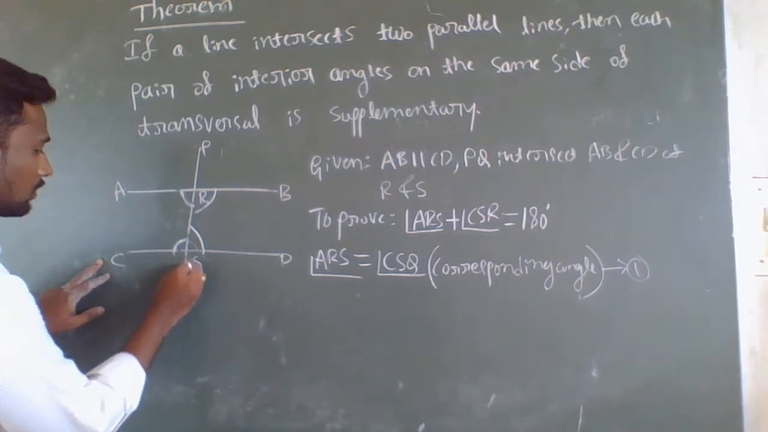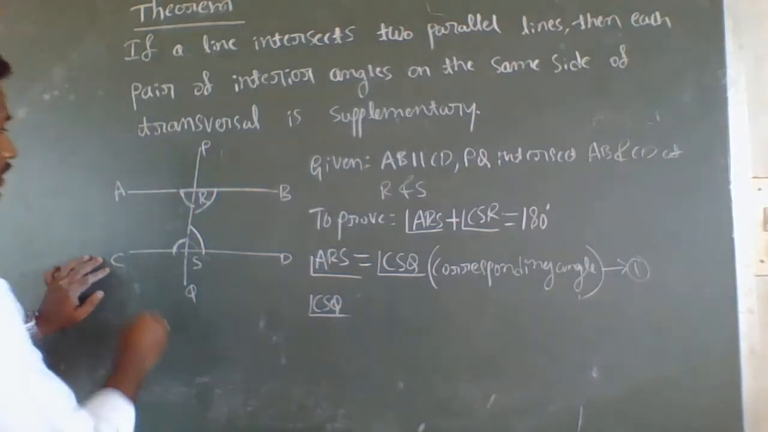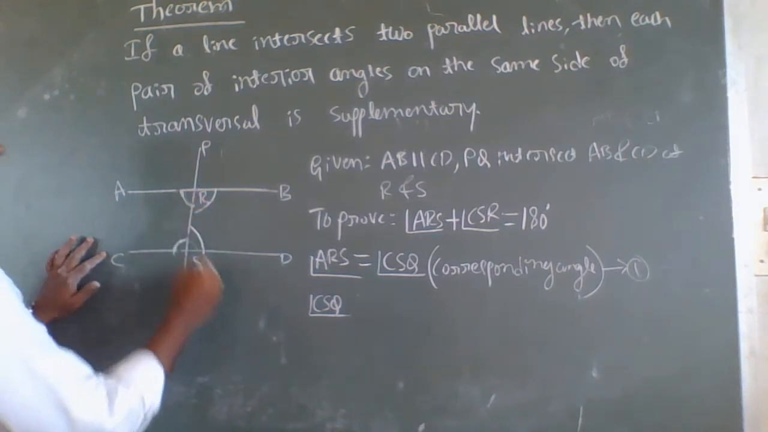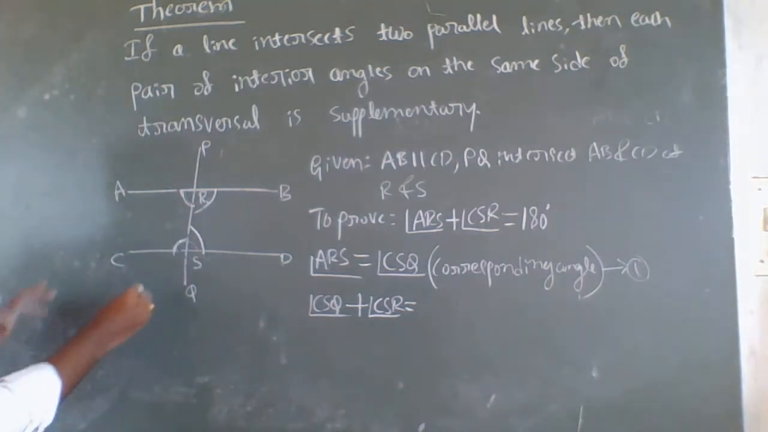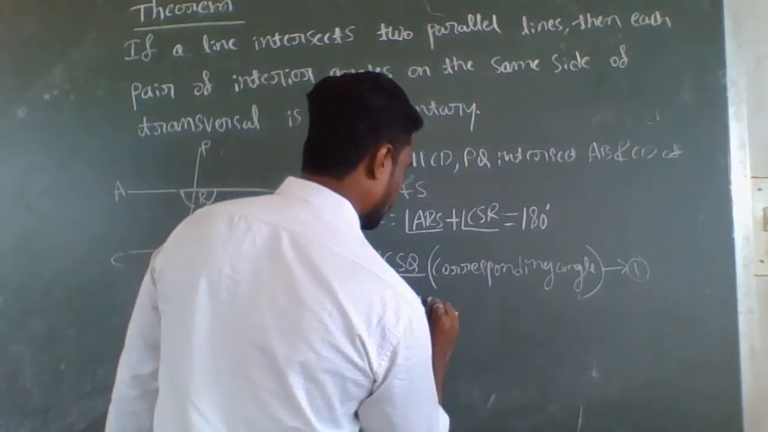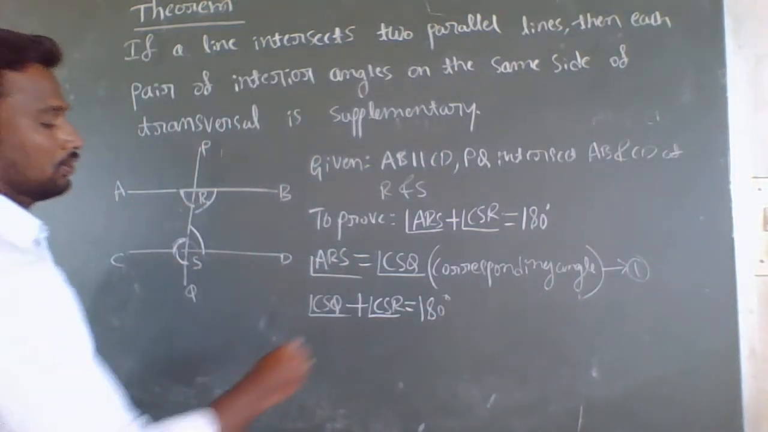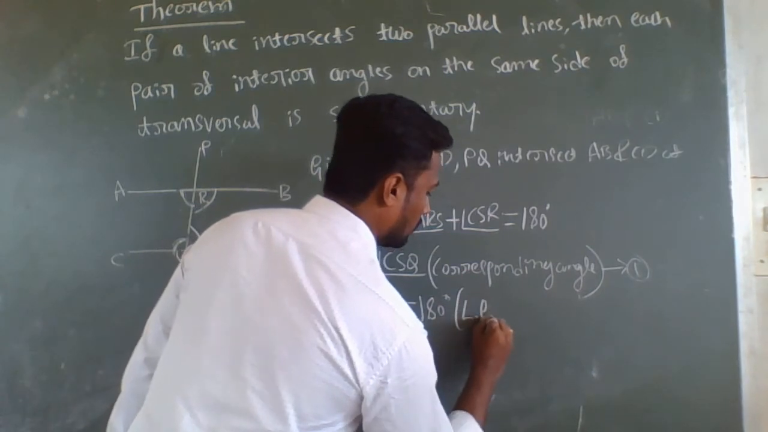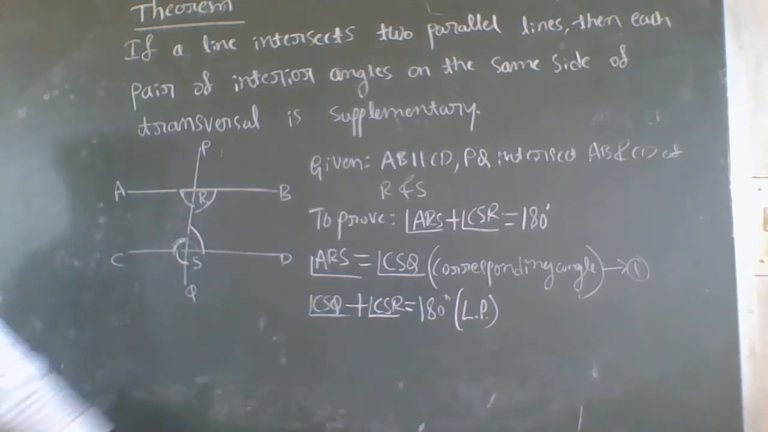Angle CSQ plus angle CSR is equal to how much? Here, angle CSQ plus angle CSR is equal to 180 degrees. Why? These angles are on line PQ, therefore these are linear pairs. Because of the linear pair, angle CSQ plus angle CSR is equal to 180 degrees.